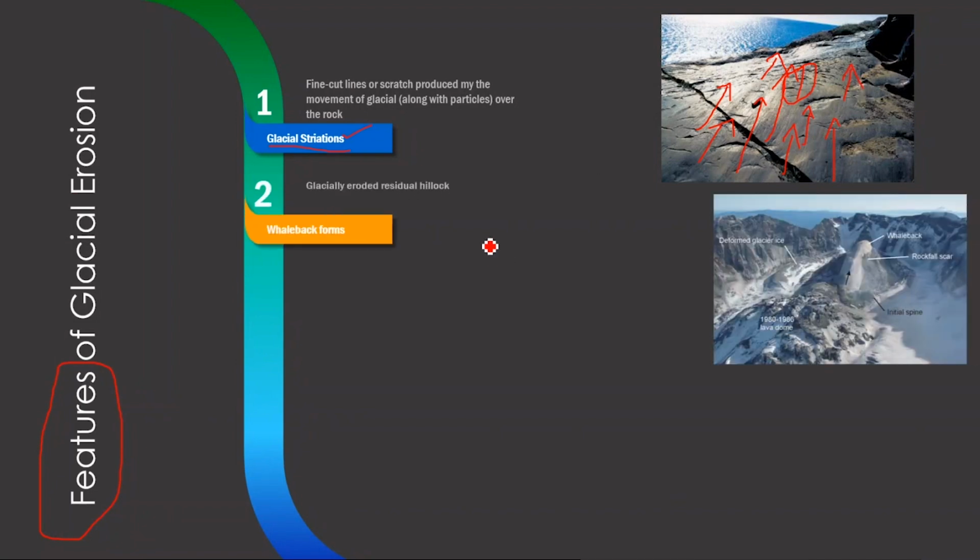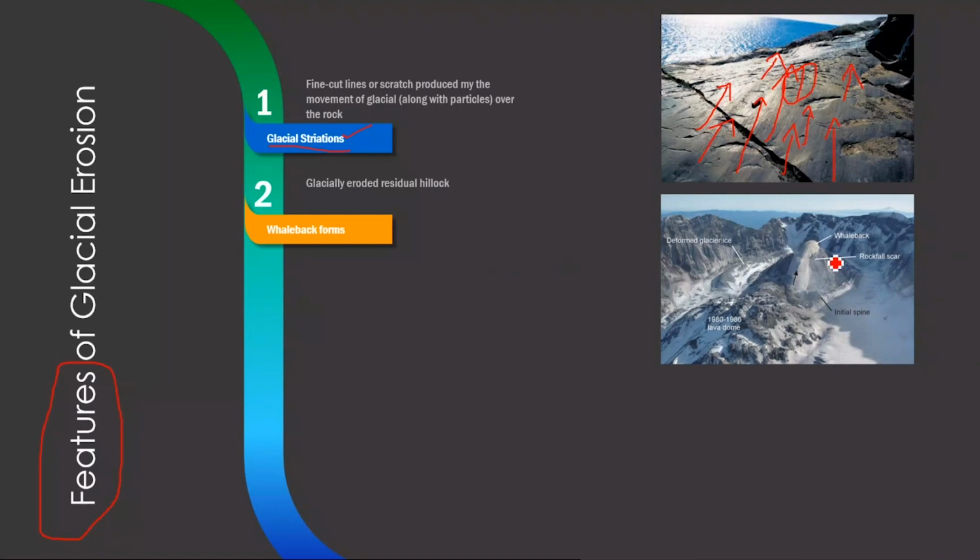The second one is called whaleback forms. It is a large, glacially eroded residual rock. This part is now elevated, a hillock-type portion. The glacier which was filling this valley is now gone, but this remaining rock mass is still there. So we call this whaleback forms.